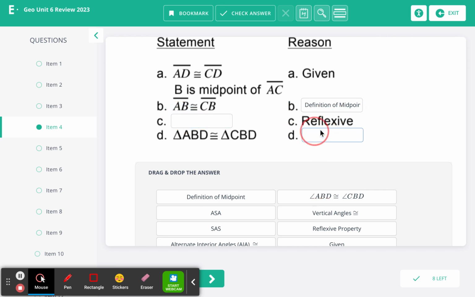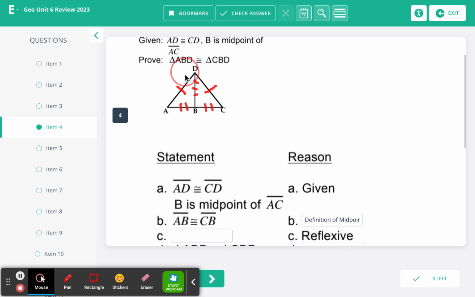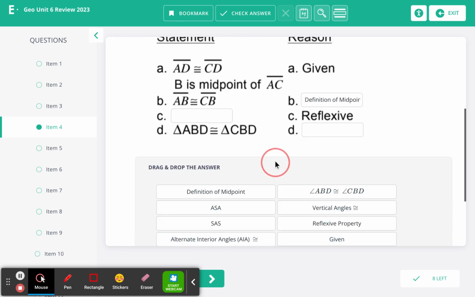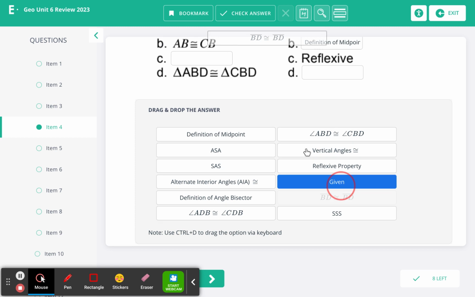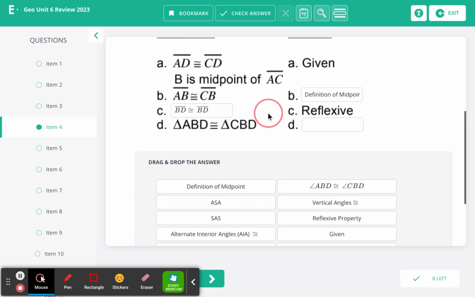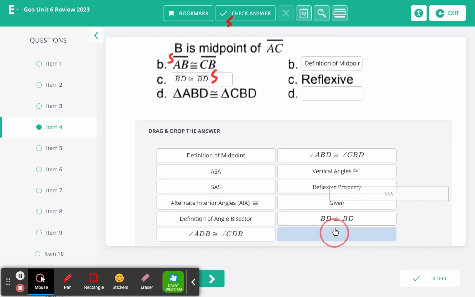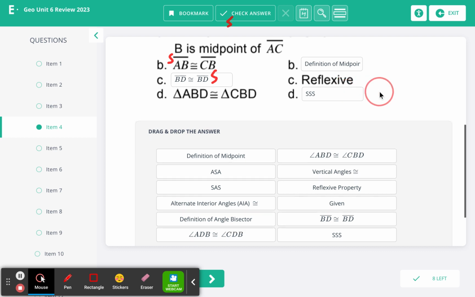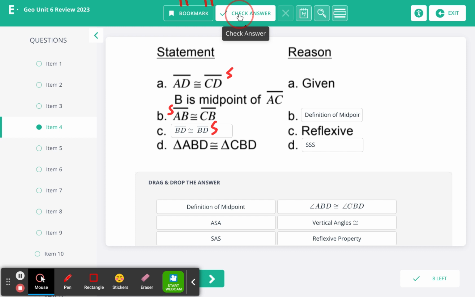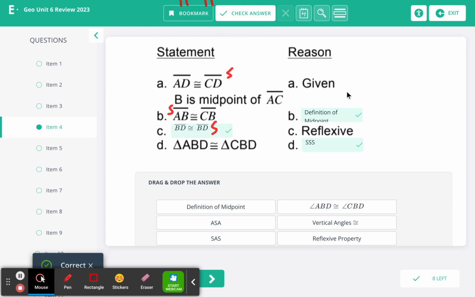The reason for step C is reflexive. Well, that was because DB is congruent to itself. Might be BD on here. There we go. And now between the first three steps, we have one side pair, two side pairs, three side pairs. Side, side, side is going to be our reason for proving the triangles are congruent. Triangle ABD is congruent to triangle CBD.